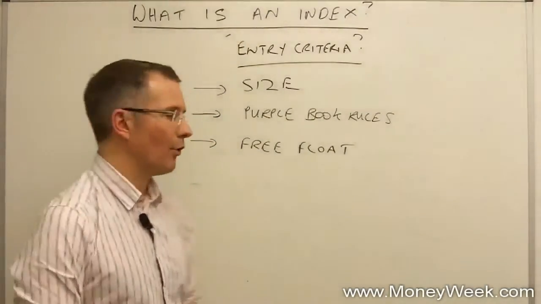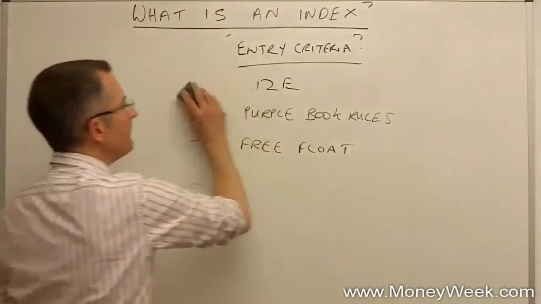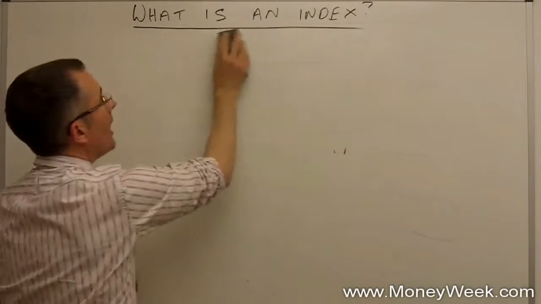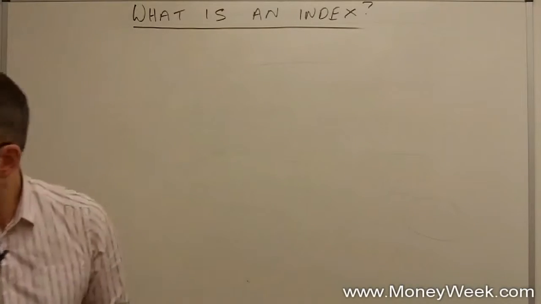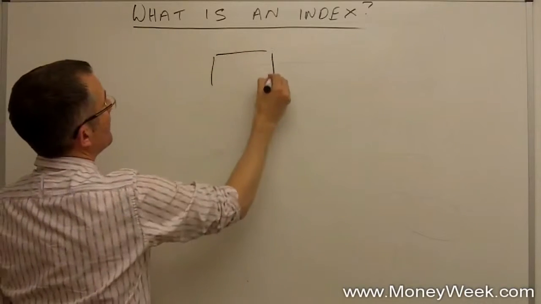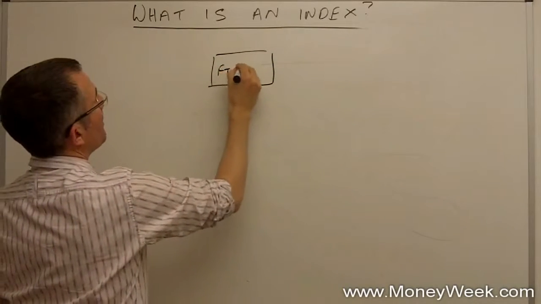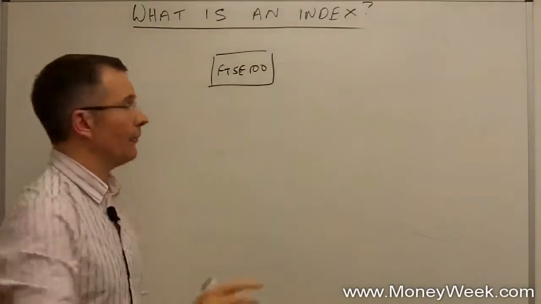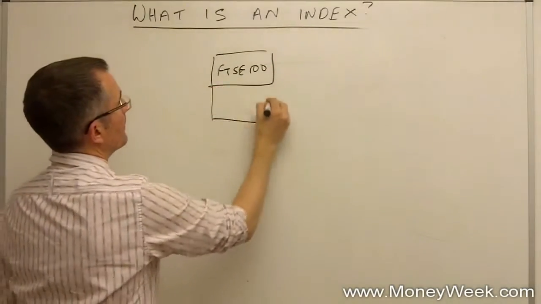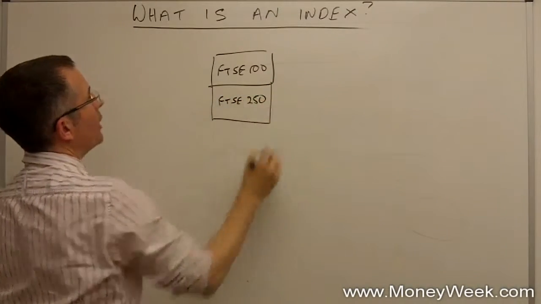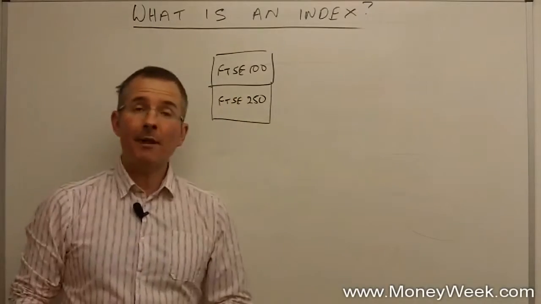So let's just have a run through one or two of the key ones. Because if you can do the top 100 companies, you can presumably do as many as you like. So, yes, there is a club of the top 100 companies in the UK chosen by market capitalisation. But there's also an index based on the value of the next 250 biggest.